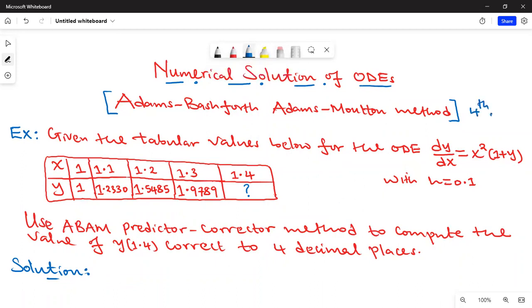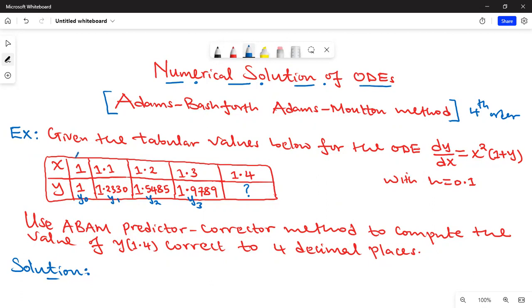It is a method that you must first of all know the first four functional values. What I mean is that you must know the value of y0, y1, y2, and y3. Those must be given. If they are not given, then you may be asked to find them using either Runge-Kutta method or modified Euler's method or Euler's method or Taylor series method.